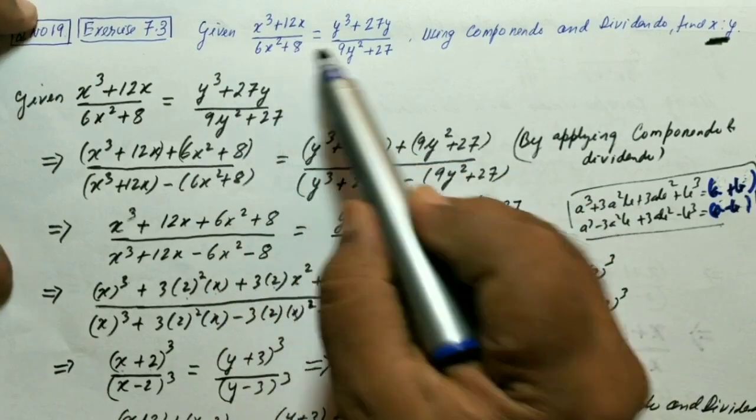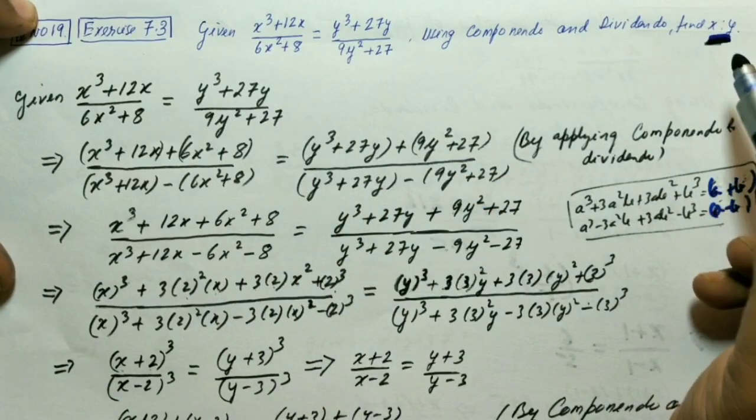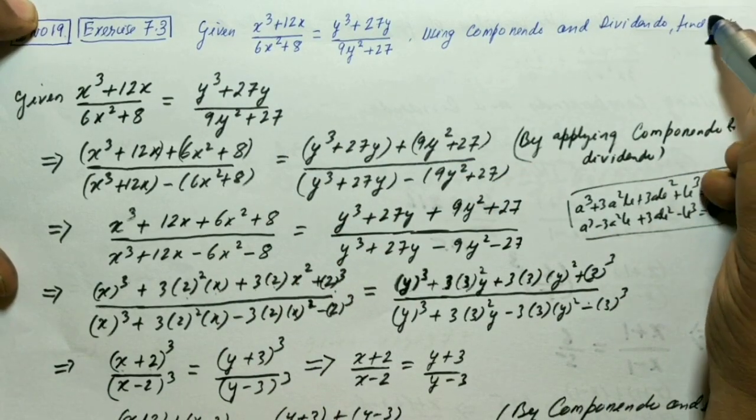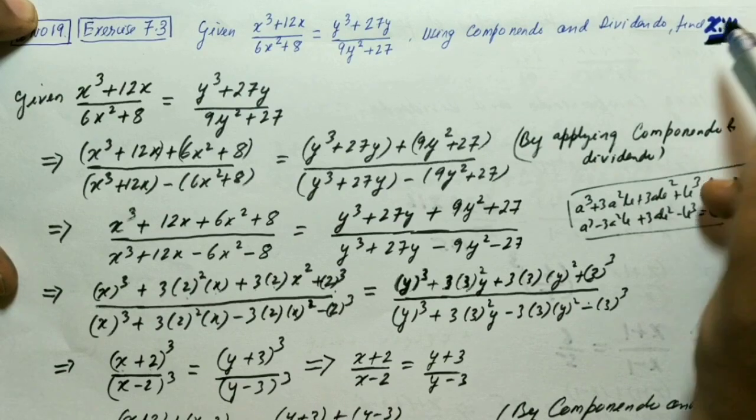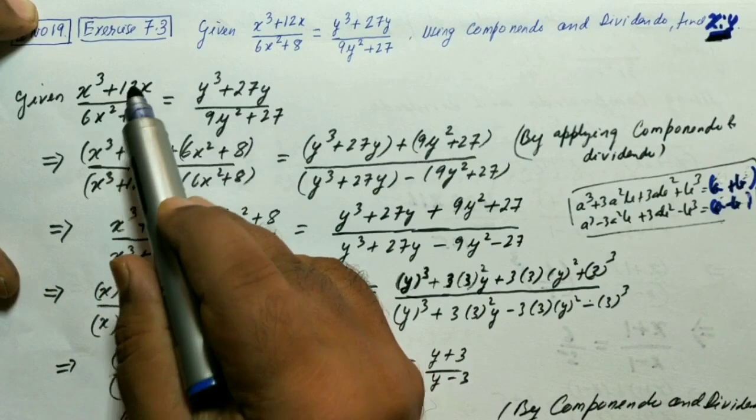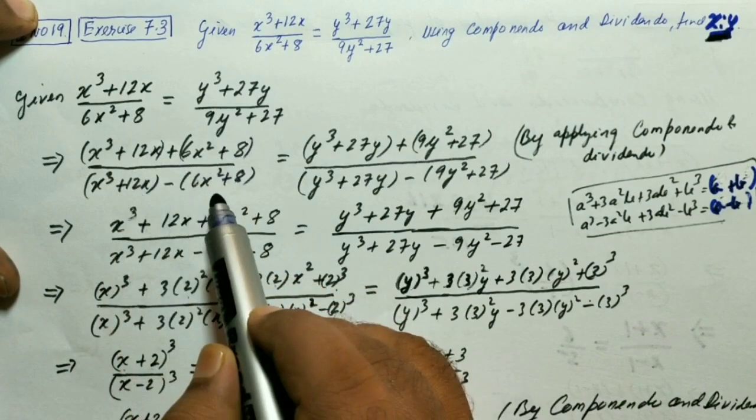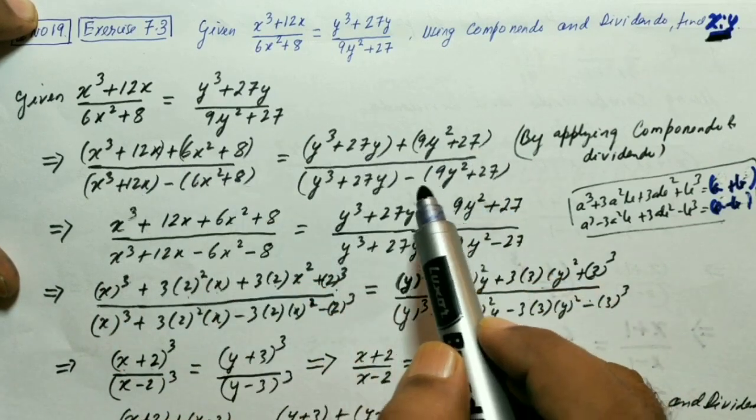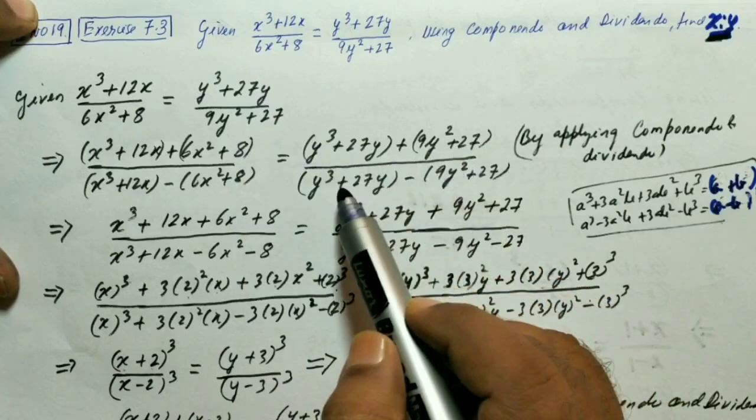Now I have to find this. X is to y. Now I'll apply componendo dividendo here: numerator plus denominator, numerator minus denominator. Same thing here also. Numerator plus denominator and numerator minus denominator.